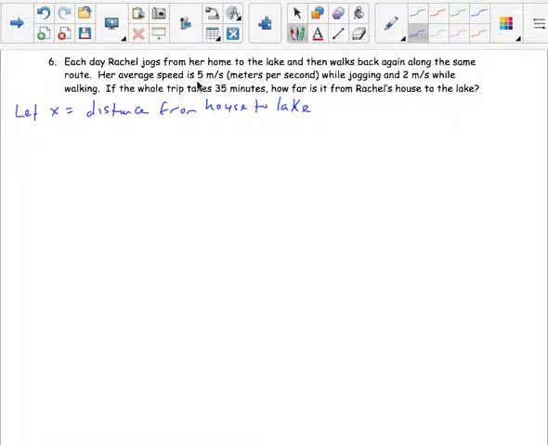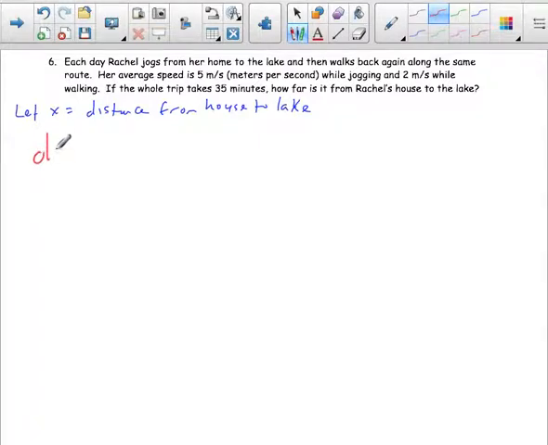Her average speed is 5 meters per second while jogging to the lake, and 2 meters per second while walking back from the lake. And we're supposed to figure out what x is, the distance from the house to the lake. There's more than one way to solve this problem. I'm going to show you one that I think is pretty efficient.